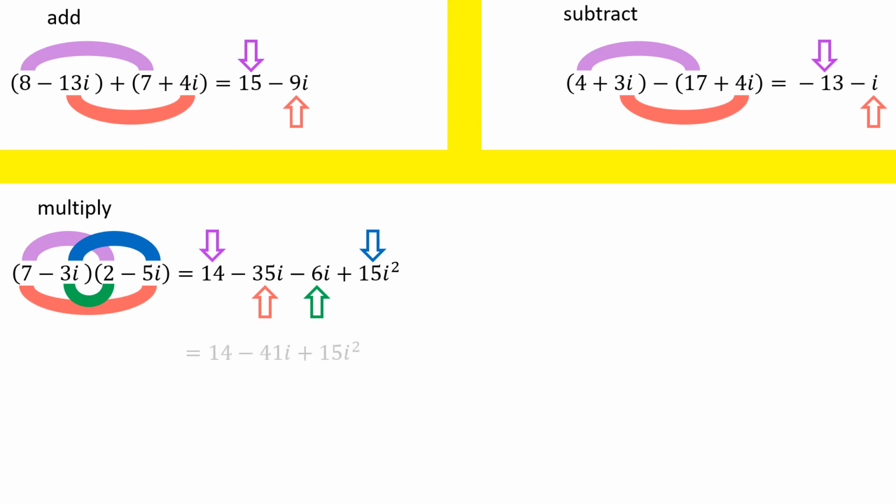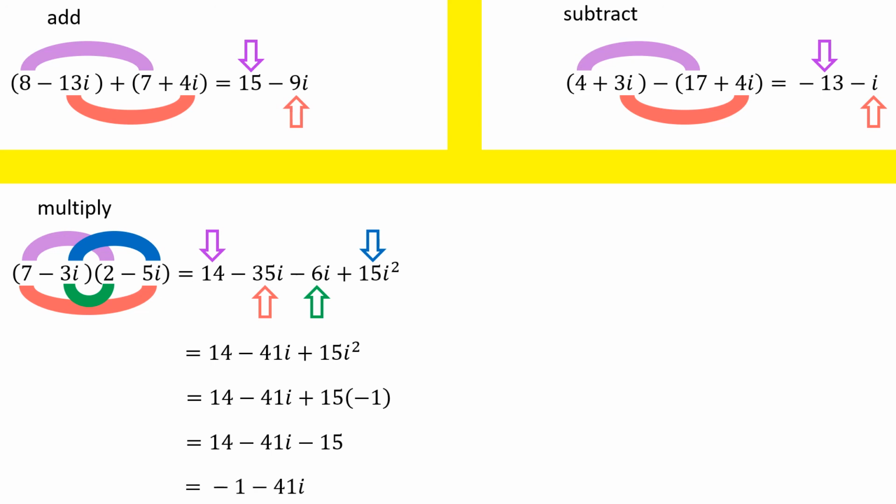Combine like terms. -35i, -6i, combine to be -41i. Uh-oh, i squared. I can trade that for -1. So I really have a -15 for the third term. 14 subtract 15 is -1, so I end up with -1 subtract 41i. There's the answer.